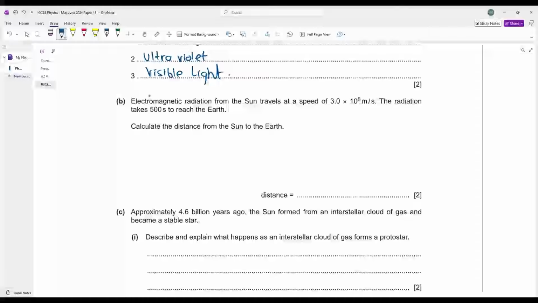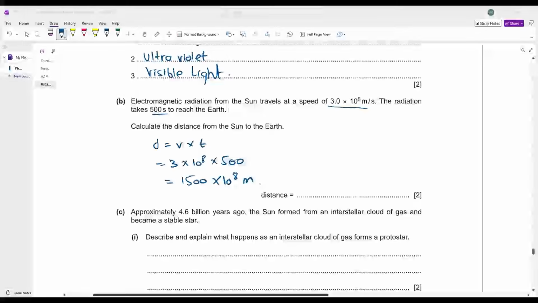Electromagnetic radiation from the sun travels at a speed of this. The radiation reaches the earth in 500 seconds. Calculate the distance. Distance is equal to velocity into time. Velocity is 3 into 10 to the power 8. Time is 500. Can you calculate the distance? 1500 into 10 to the power 8 meters. Simple as that. B is your answer. Nothing complicated here. Let's further move ahead.